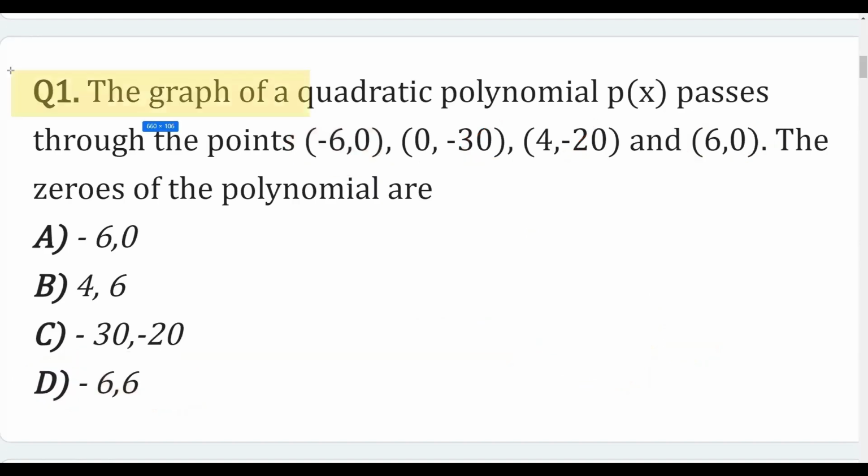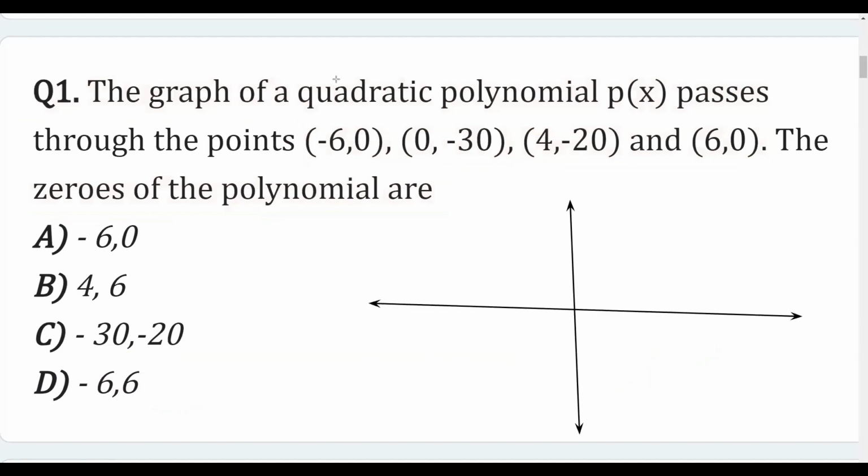In the first question, it says the graph of a quadratic polynomial p(x) passes through these points, and we have to find the zeros of the polynomial. Let's figure it out. You know that the graph of a quadratic polynomial is a parabola, and the points where it touches the x-axis are the zeros. So the x coordinates of these points are the zeros of this polynomial.